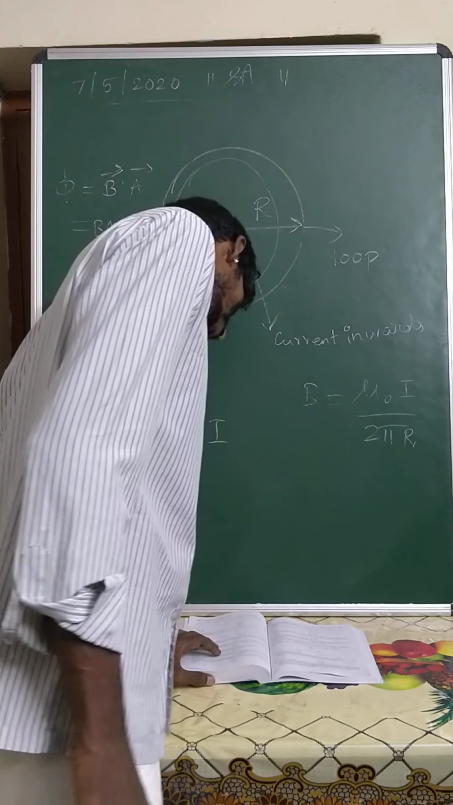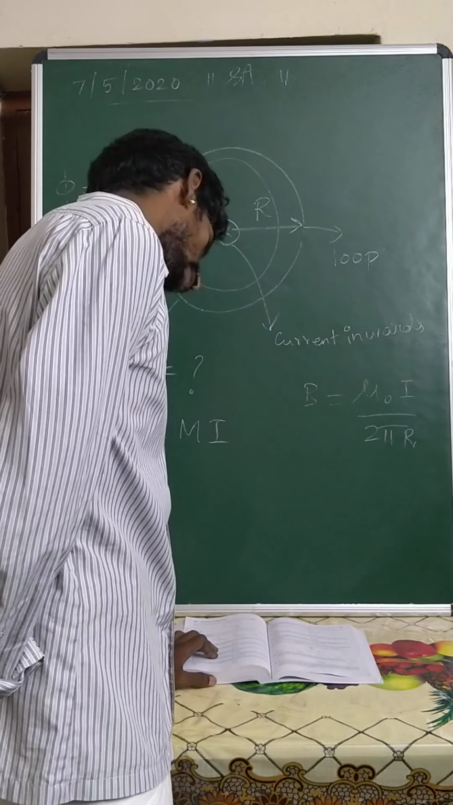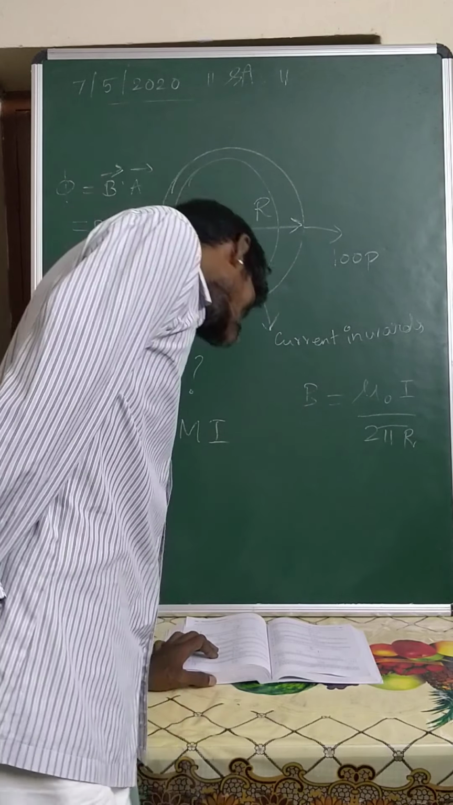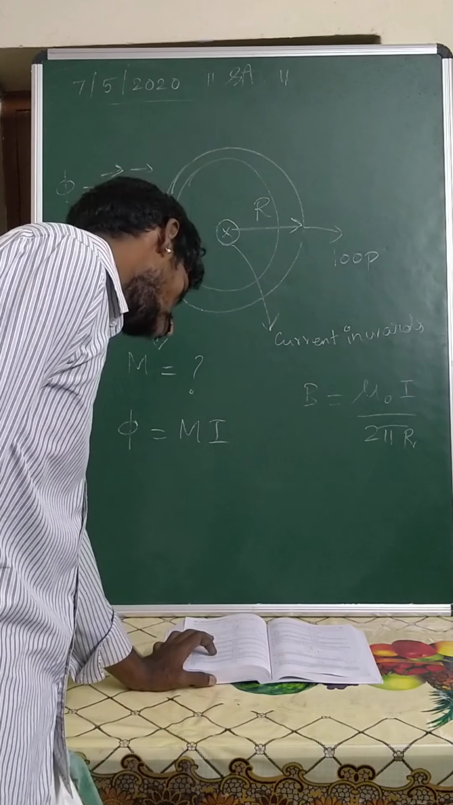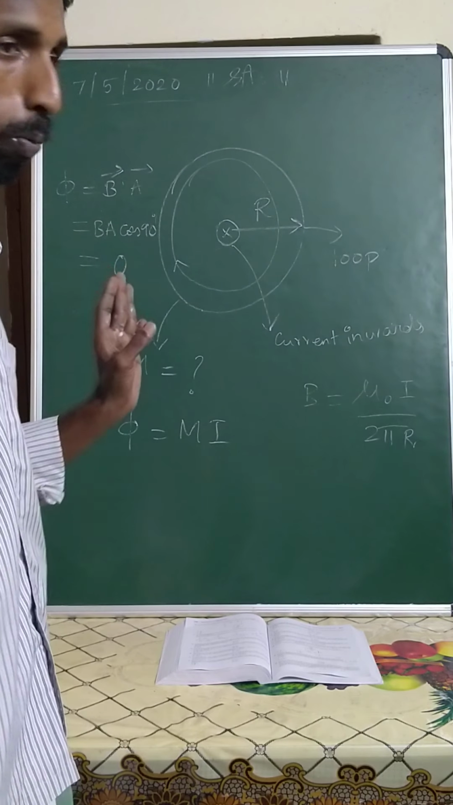They are asking you the problem. An infinitely long current carrying wire is kept perpendicular to the plane of the paper and passing through the center of the loop. The mutual inductance of the wire and loop will be what?